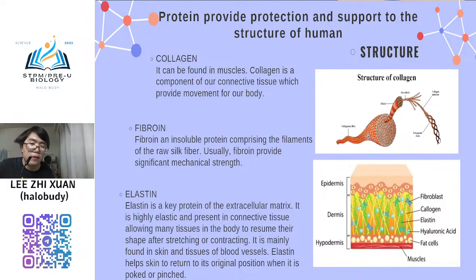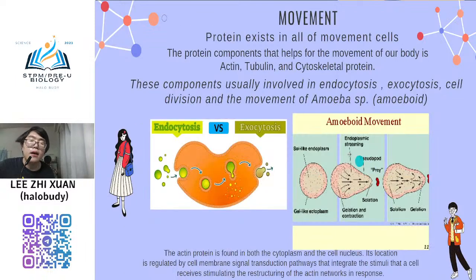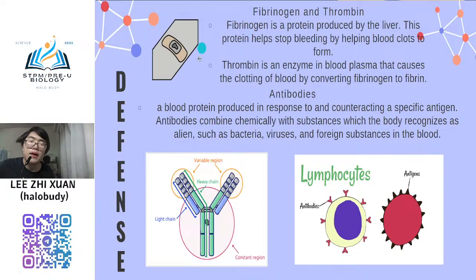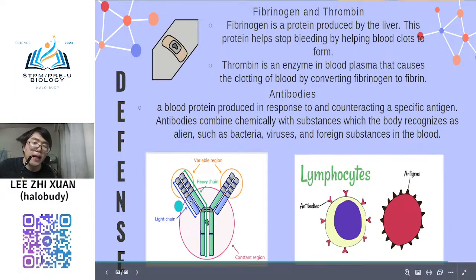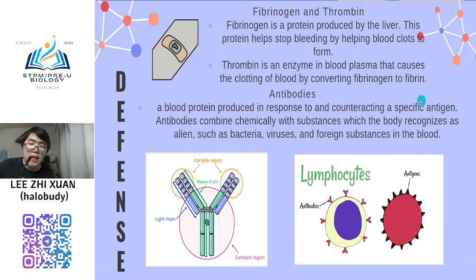Another one, as we mentioned, is that we can provide protection and also support of the structure. So normally like collagen, elastin, fibroin, all of these protect or support your body. And movement, like your actin, tubulin, myosin, cytoskeleton, all these are also involved in movement. And defense, I already mentioned antibody. Not only antibody, but also fibrinogen and thrombin play a role in blood clotting.